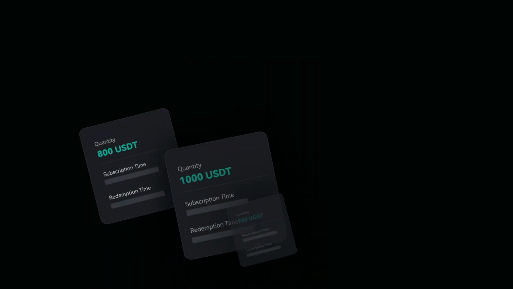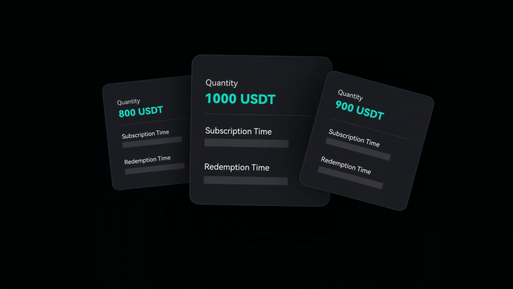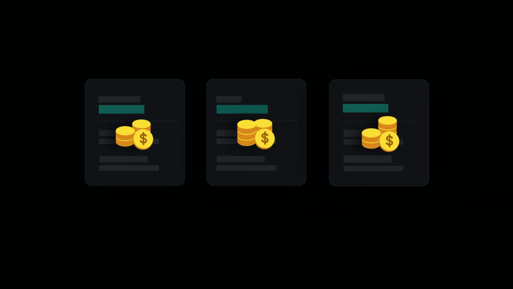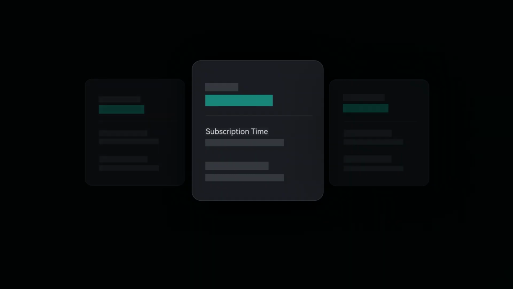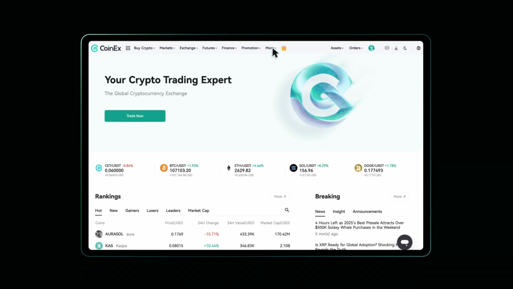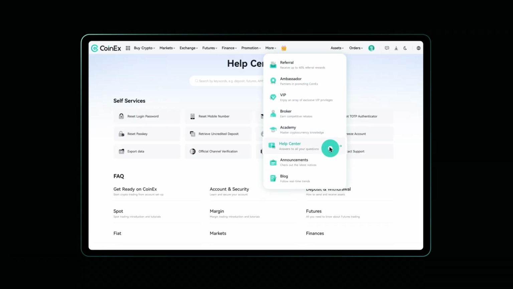For multiple subscriptions to a specific product, each subscription is treated as a separate deposit. Each deposit has its own maturity time and estimated earnings, which are calculated separately based on the subscription time, subscription amount, and lockup period.